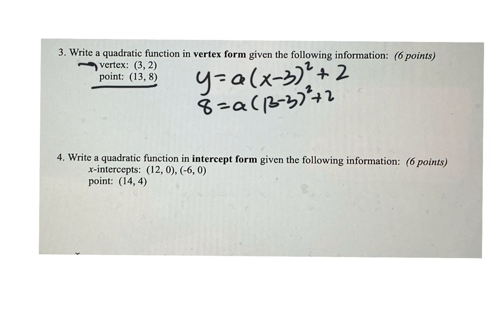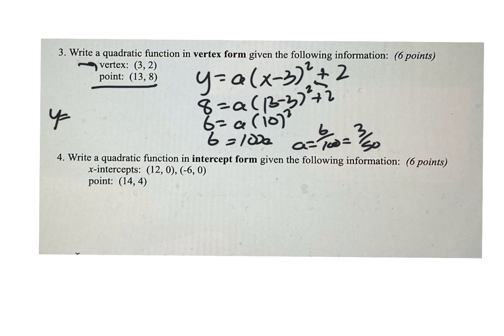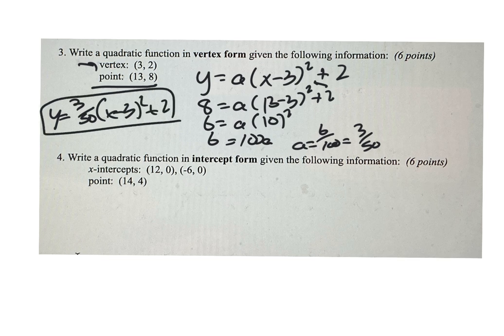So I'm going to do 2 things at first. I'm moving this 2 to the other side, make that 6. If you do 13 minus 3, that's 10. 10 squared is 100. So really, I should not have written that a over here. That's 100a equals 6. If you divide by 100, you get 6 over 100, which reduces down to 3/50. That's a lot of work right there. And so your equation is y equals 3/50 (x - 3)^2 + 2. And that's all they want right there, is what your equation is.